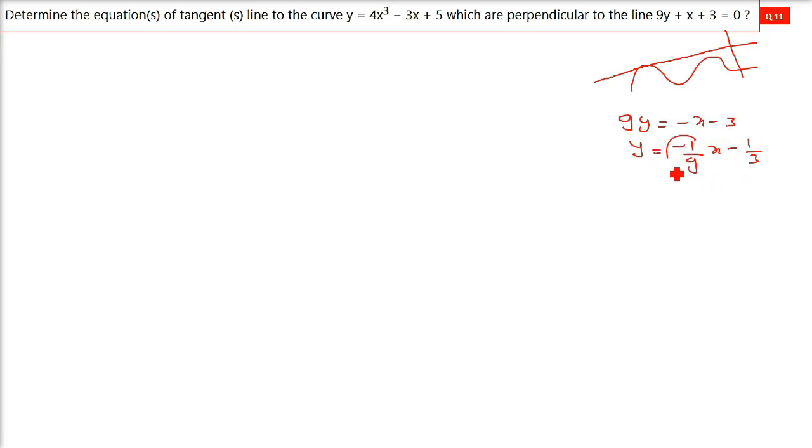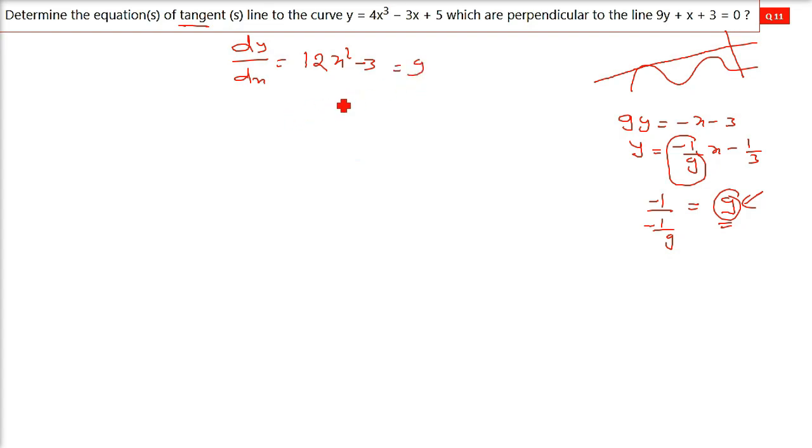Now this is the slope of this line, but these tangents are perpendicular to this line. So what is the slope of the line which is perpendicular to this 9y plus x plus 3? Because that perpendicular line will be parallel to the tangent. That is why -1 divided by -1 by 9, which is 9, is the slope of the tangent. So dy by dx will be 12x square minus 3, and we have to equate it with 9. That is the only catch in this question.